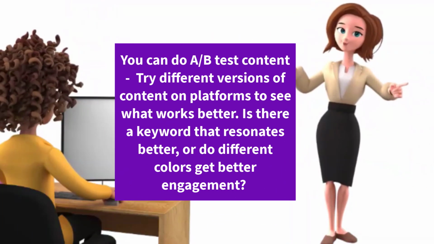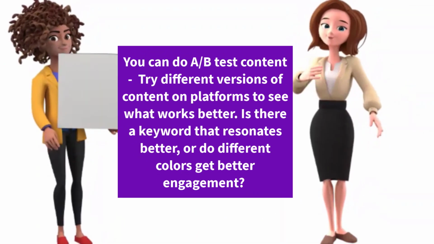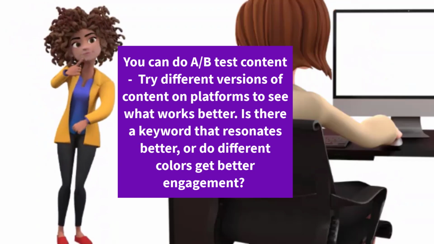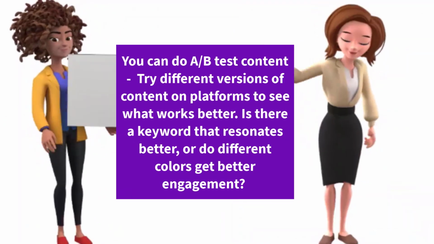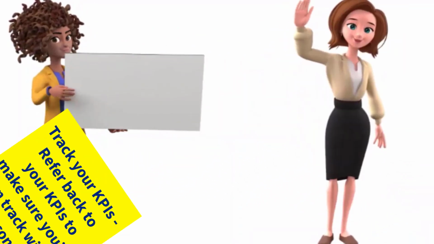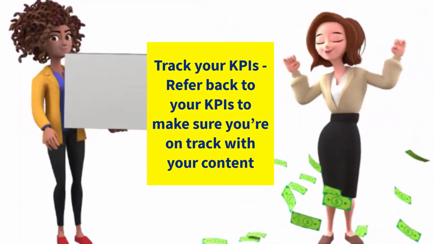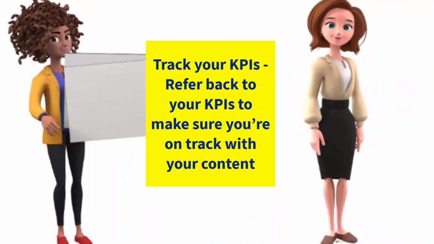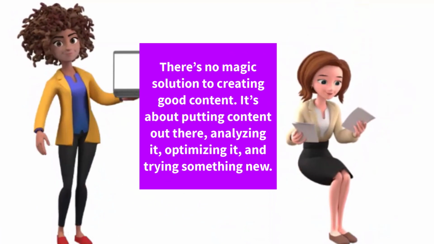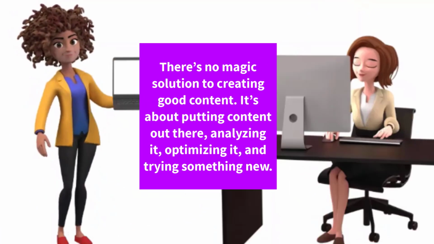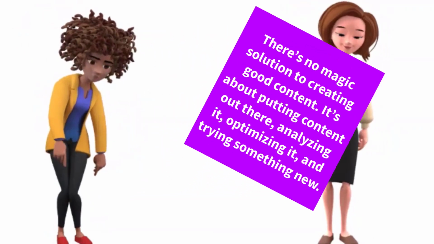You can A/B test content. Try different versions of content on platforms to see what works better. Is there a keyword that resonates better, or do different colors get better engagement? Track your KPIs. Refer back to your KPIs to make sure you're on track with your content. There's no magic solution to creating good content. It's about putting content out there, analyzing it, optimizing it, and trying something new.